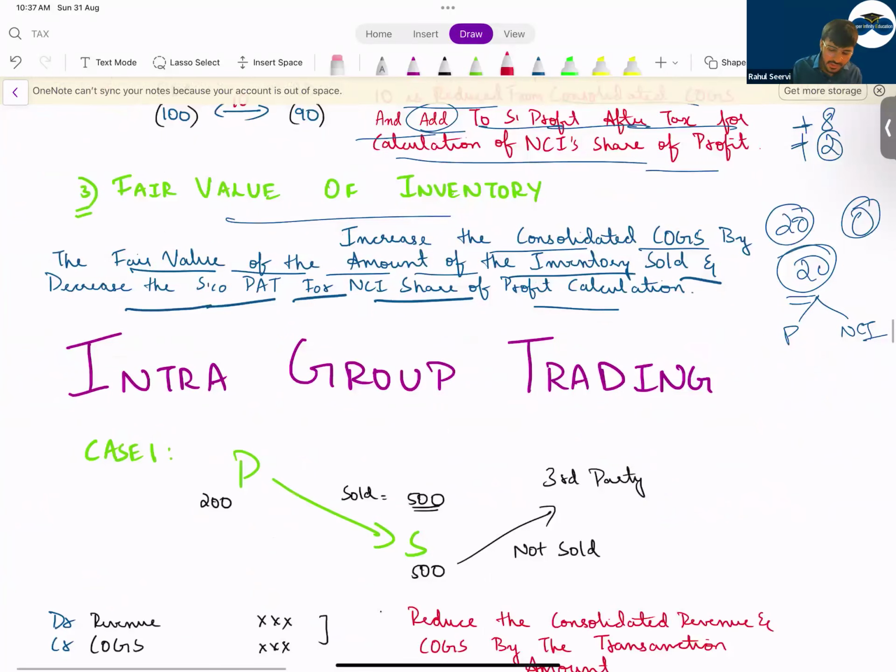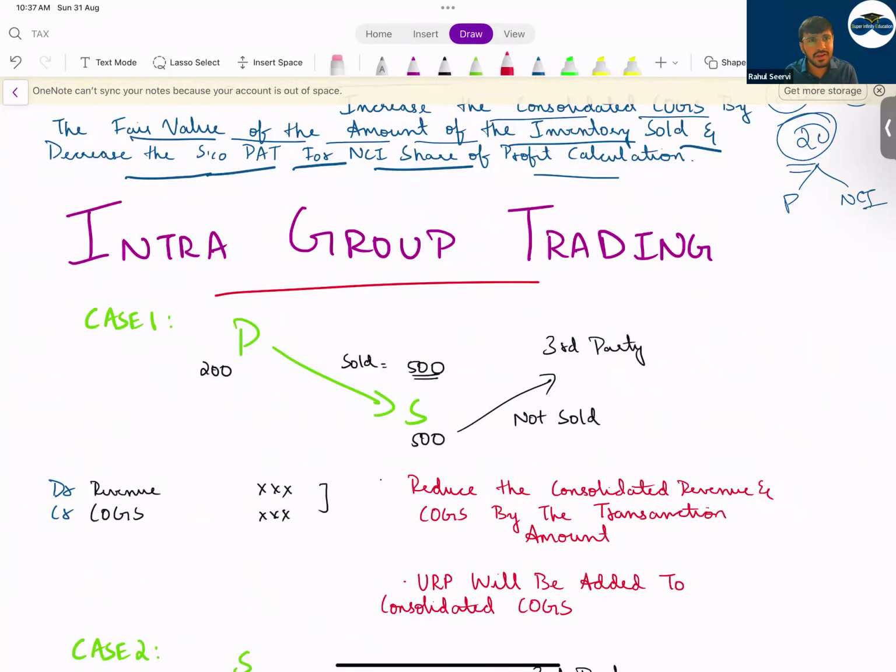Chalo, now intra-group trading, sir. Frequently repeated adjustment. In our regular classes, we have done more than 10 to 12 P&L questions, draft one. And we have seen in each and every question this adjustment was there. Either it could be an exam question, or it could be some other past paper also.